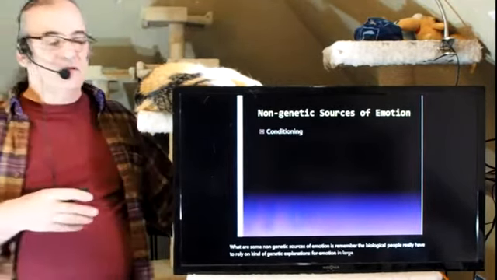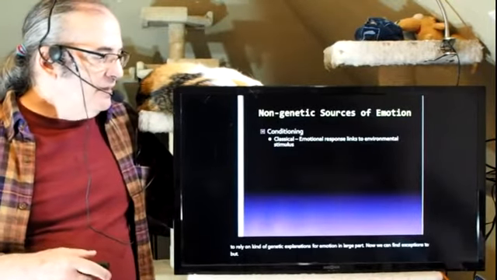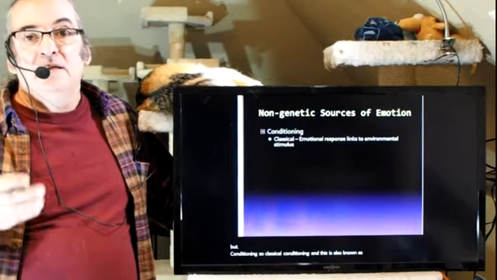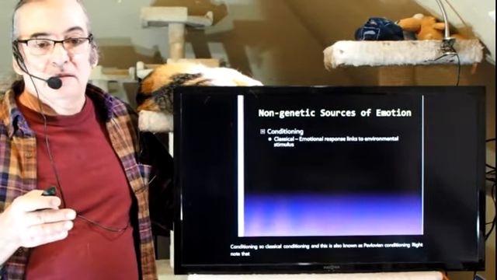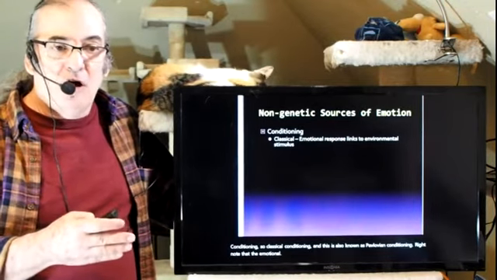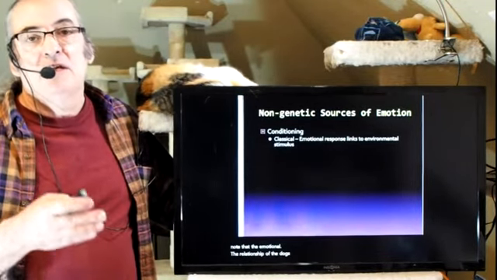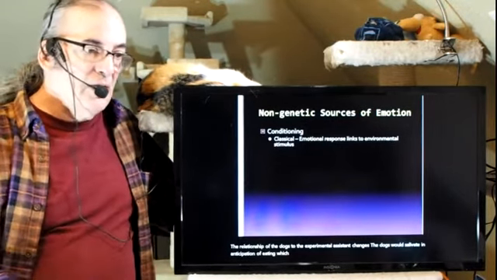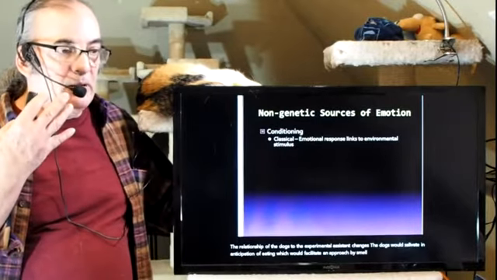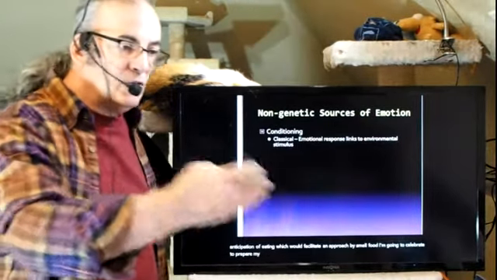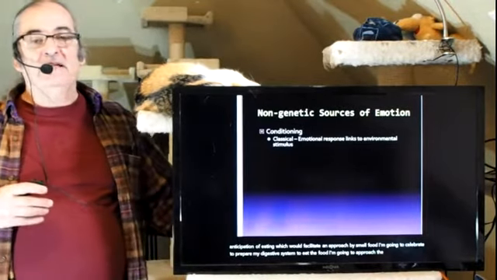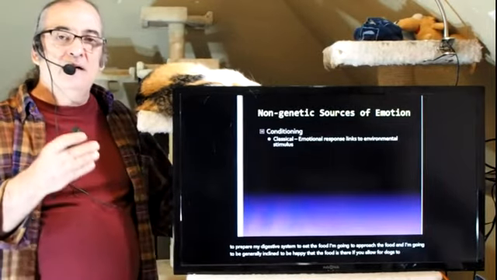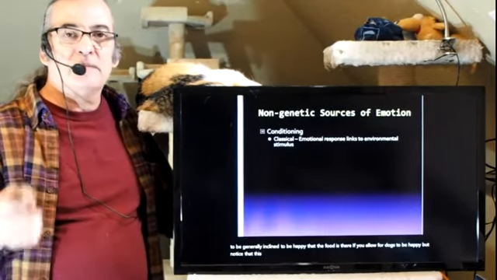Now, we can find exceptions to that, but conditioning. So classical conditioning, and this is also known as Pavlovian conditioning, right? Note that the emotional relationship of the dogs to the experimental assistant changes. The dogs would salivate in anticipation of eating, which would facilitate an approach. Boy, I smell food. I'm going to salivate to prepare my digestive system to eat the food. I'm going to approach the food, and I'm going to be generally inclined to be happy that the food is there, if you'll allow for dogs to be happy. But notice that this was transferred to the experimental assistant.